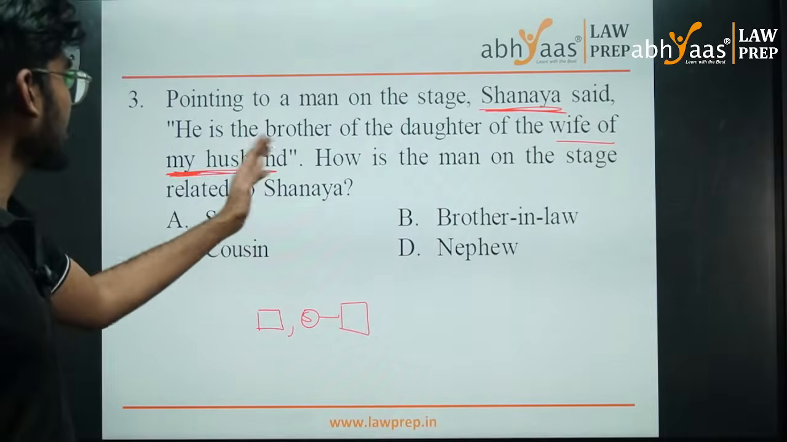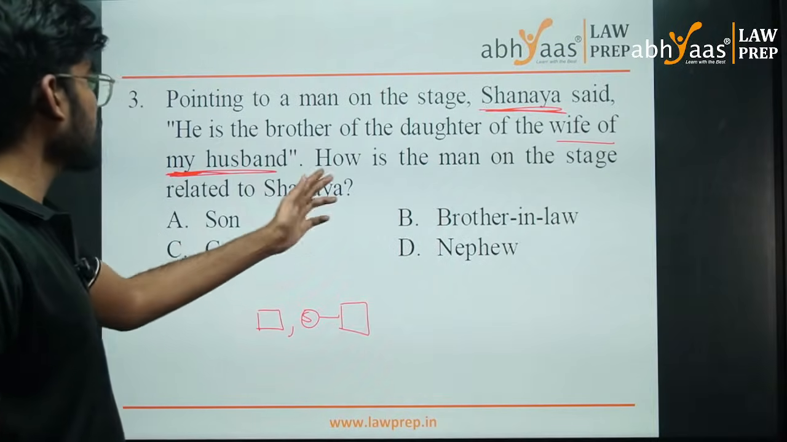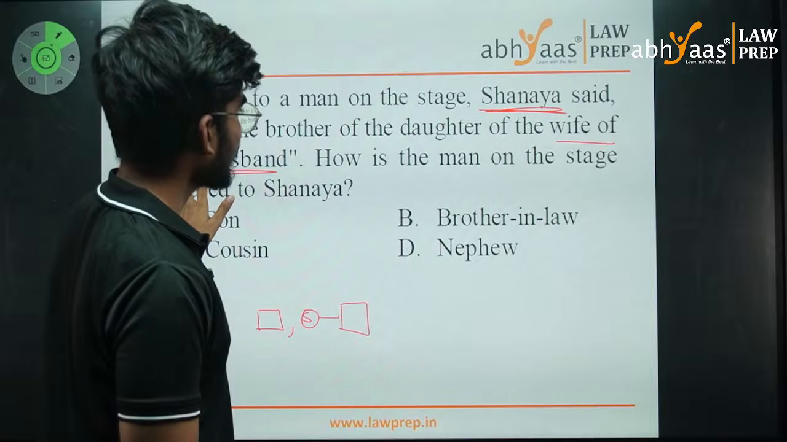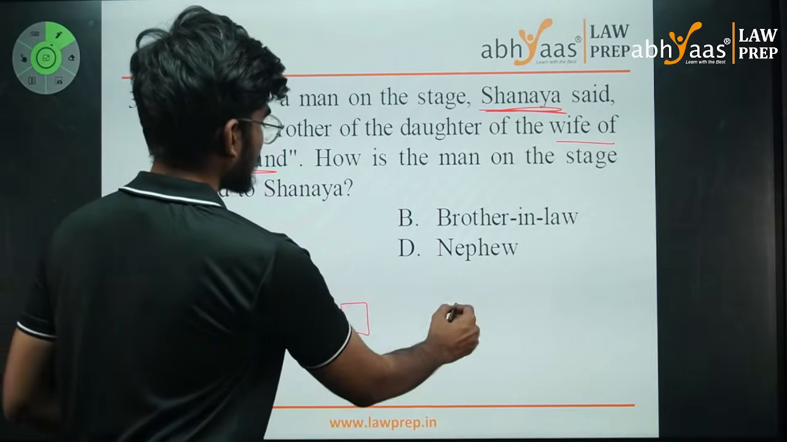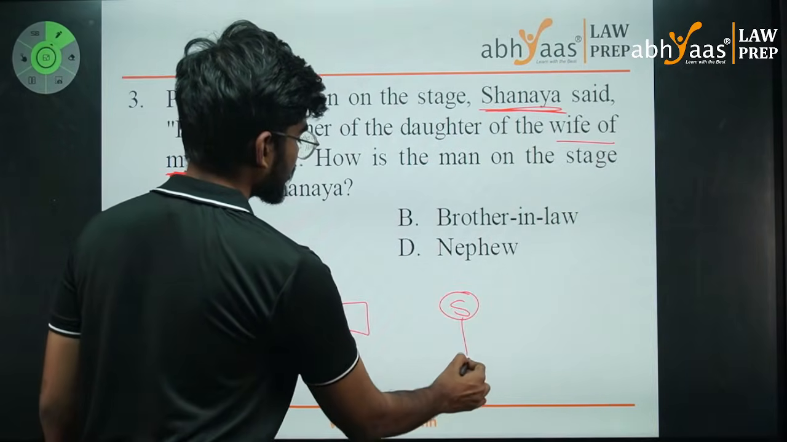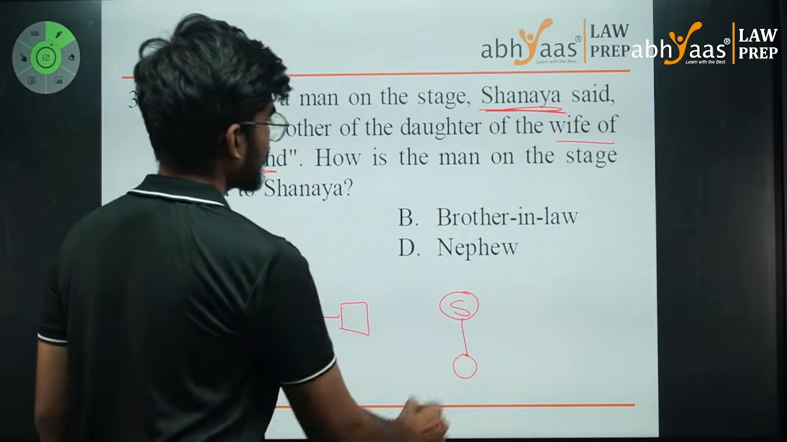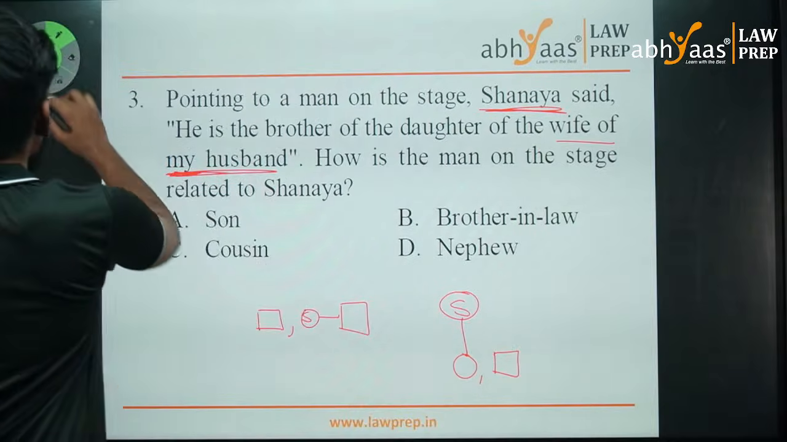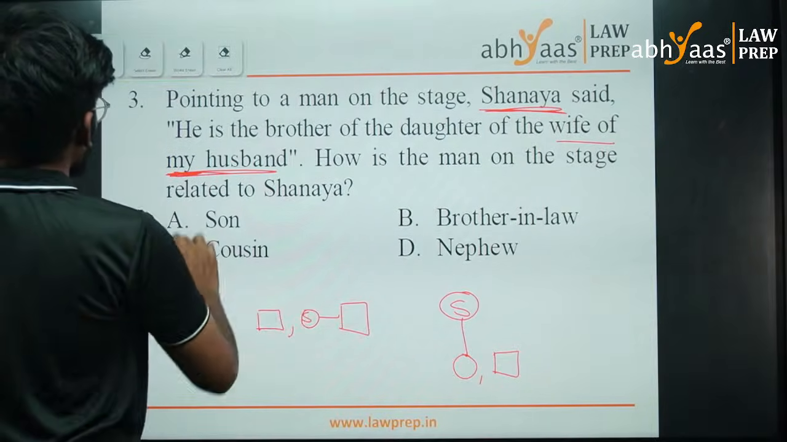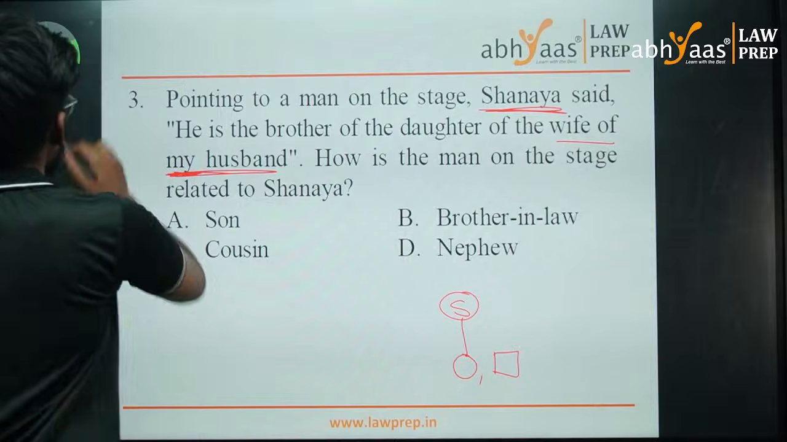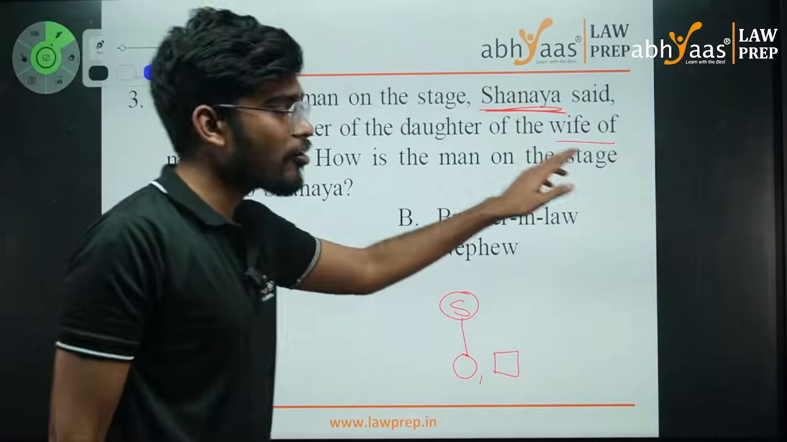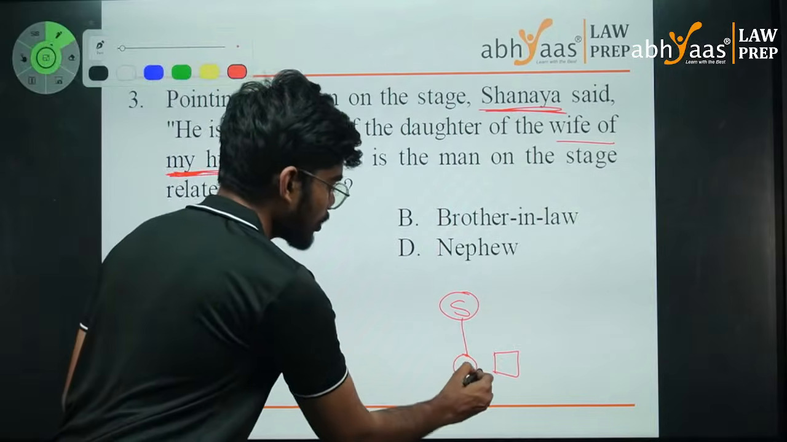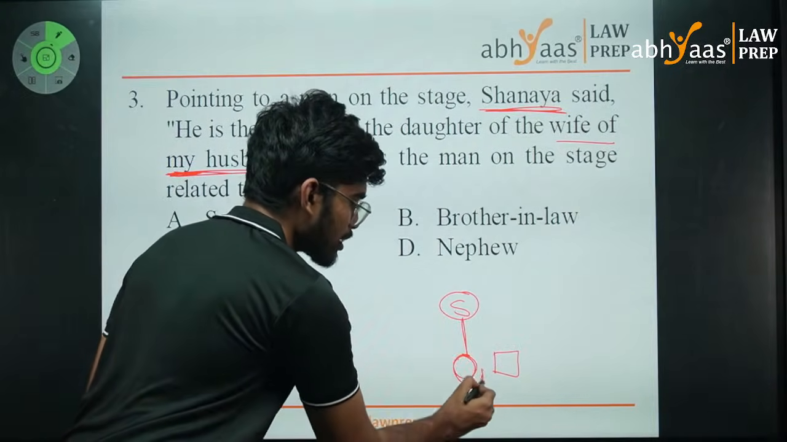Pointing to the man on stage, Shananya said he is the brother of the daughter of the wife of my husband. Wife of my husband is Shananya itself. Daughter, say for example, it is Shananya's daughter. Daughter's brother. So this is the diagram which we are supposed to draw. Brother of the daughter means Shananya is having a daughter and this person is having a brother.